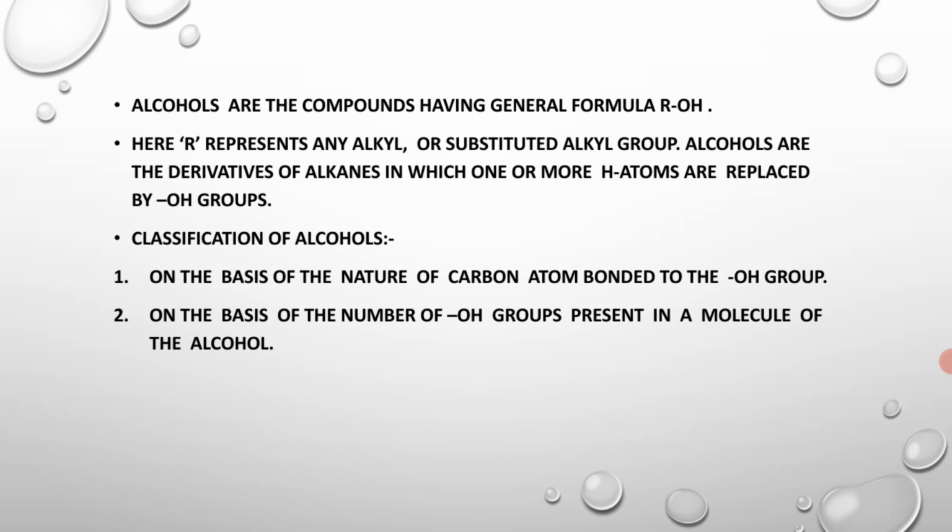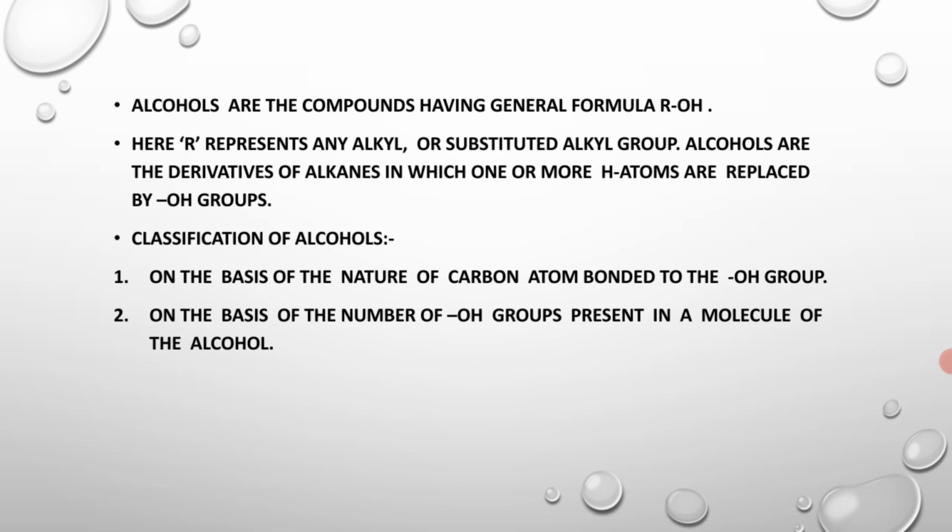As we know the formula of water is H2O, which we can write as HOH, and where we replace H, that is hydrogen, with R, that is alkyl group, we get alcohols, the formula of alcohols. Similarly, we have classification of alcohols. There are two bases. One is the basis of the nature of carbon atom bonded to the OH group, and another is the basis of the number of hydroxyl groups present in a molecule of the alcohol.